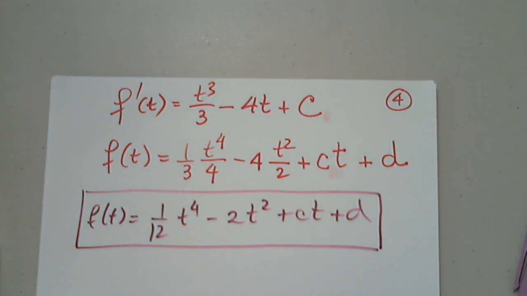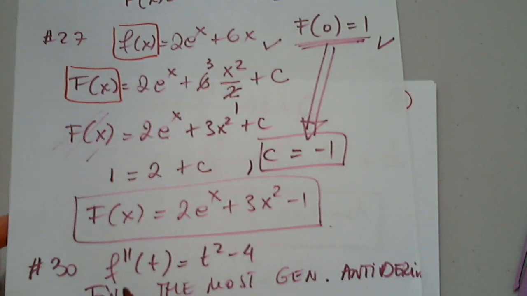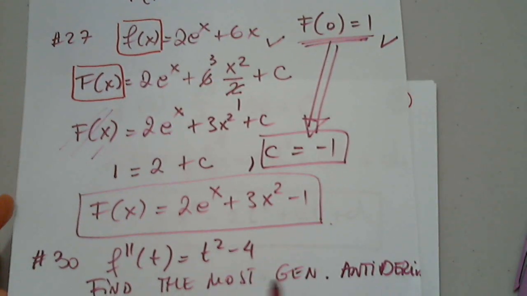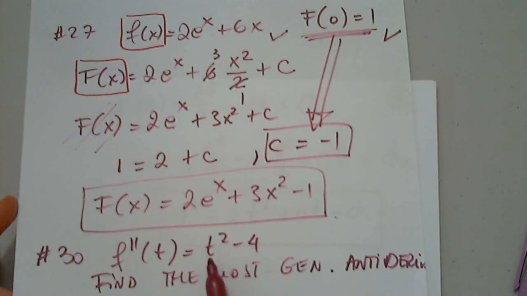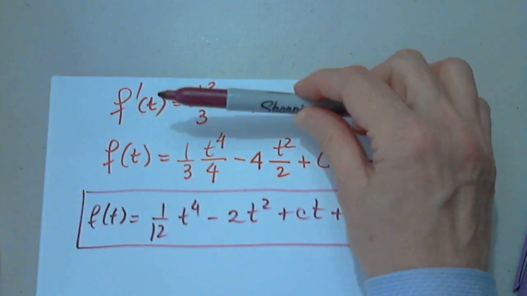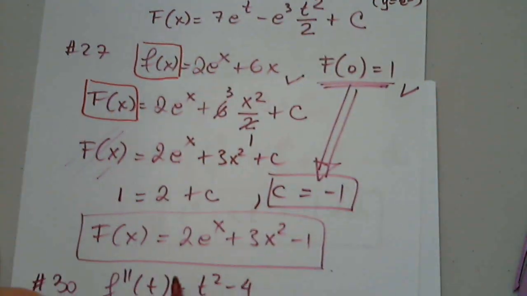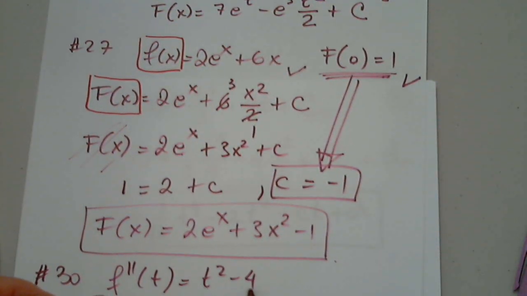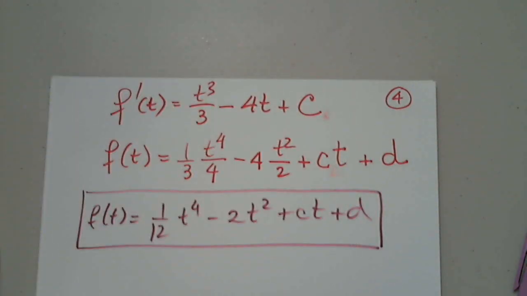What does this represent? It's the most general antiderivative, whose second derivative is this. If you differentiate this the first time, you will get that. And if you differentiate this, you will recover t squared minus 4, guaranteed. Any questions?